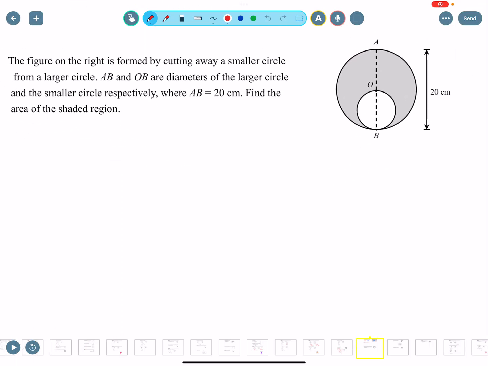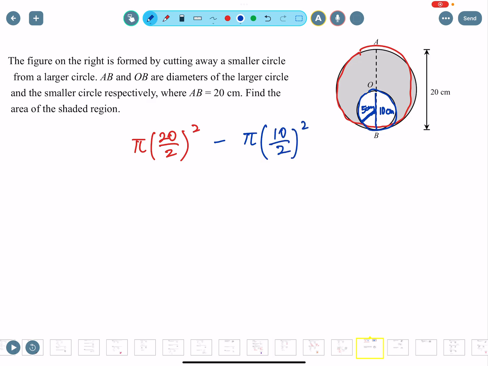Last question for the video. The larger circle is this one. It has a diameter of 20, so pi times 20 divided by 2, squared. Now the smallest circle, this one, is 10, right? This is 10 cm, half of 20. So the radius for this smaller circle should be half of 10, which is 5 cm. So minus pi times 10 divided by 2, squared. Again, 20 divided by 2 because this is the diameter, we just want a radius, so that's 10 cm.